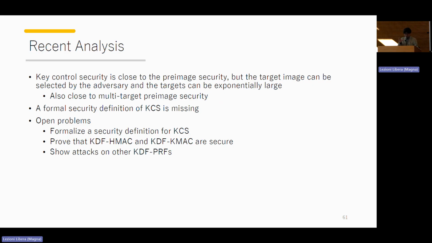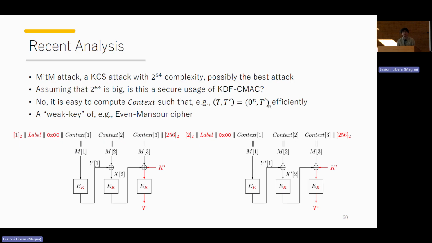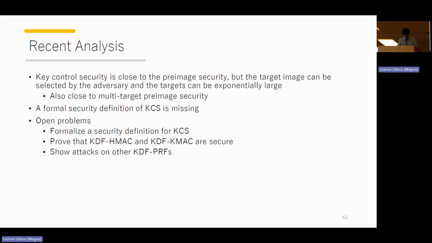So key control security is close to the preimage security, but the target image can be selected by the adversary, and the target can be exponentially large. So this is an exponentially large target image. And this is also close to multi-target preimage security. And a formal security definition is missing. So there are many interesting open problems, how to formalize the security and prove relevant schemes or attack other schemes. I'm working on this with my friends, and I hope that I will publish more details soon.